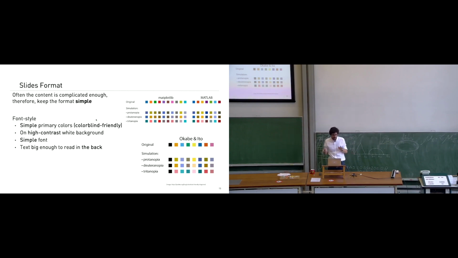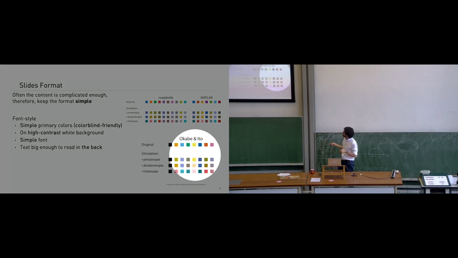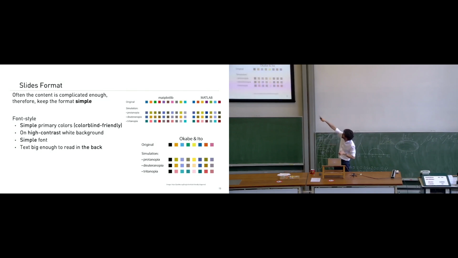So simple primary colors. You can be very easily colorblind friendly, as we do with our students now. So if you use this Okabe and Ito, you can see that different color blindness can still see it. If you use for instance, the MATLAB or Python general bibs, they may not be distinguishable. Something else you can do is using different line styles and so on. Yes? Once you have it, then you don't think about it. Simple font, and you need to have the text easily readable also from the back.